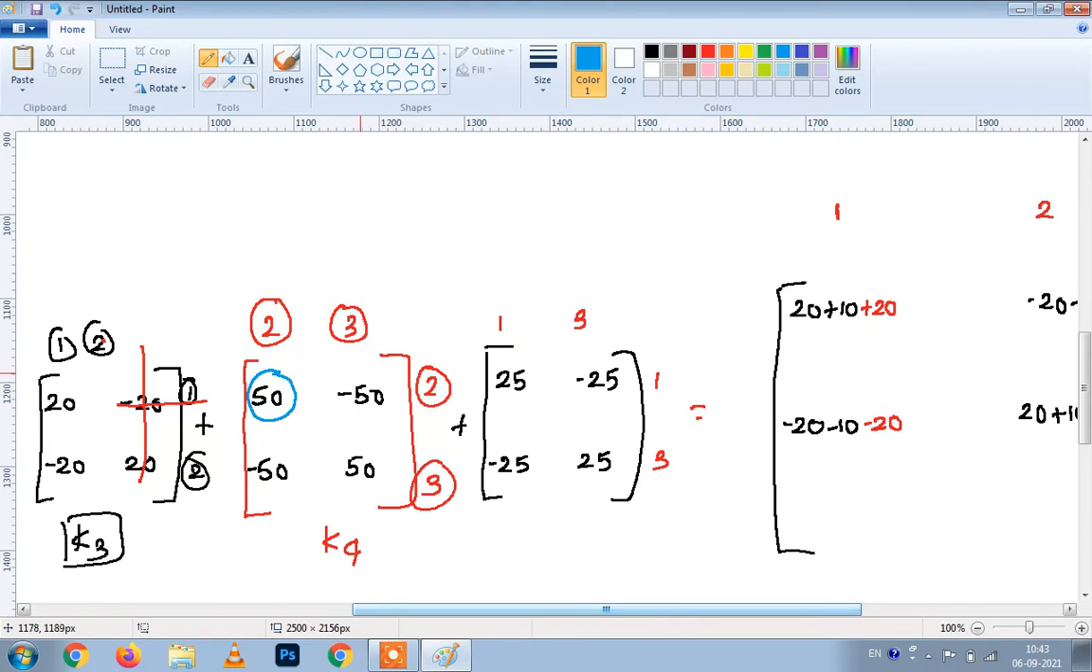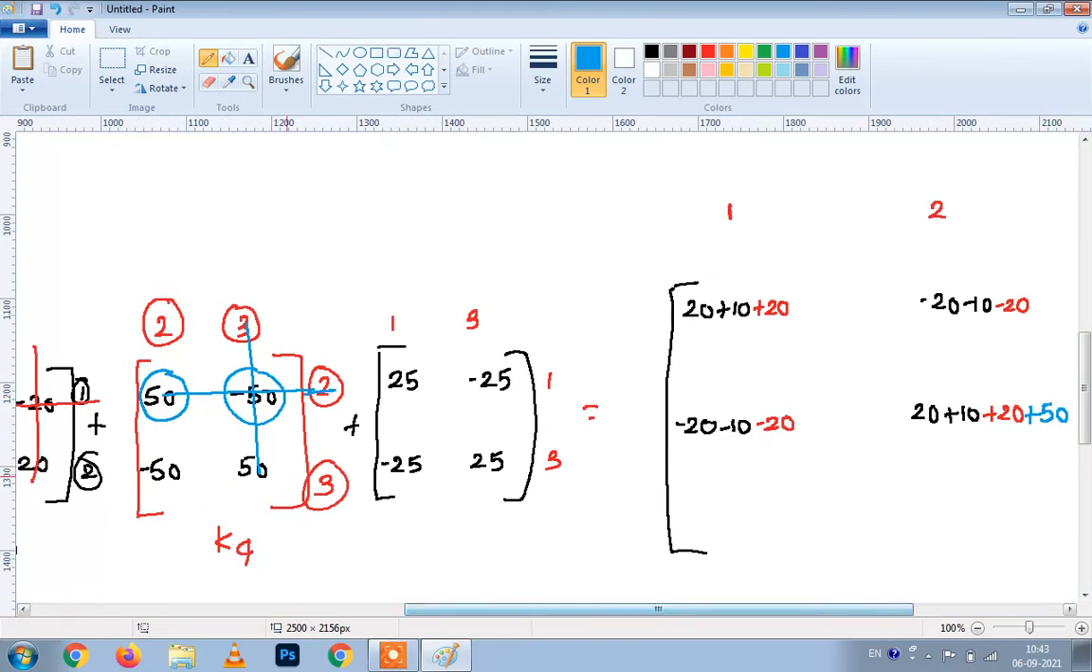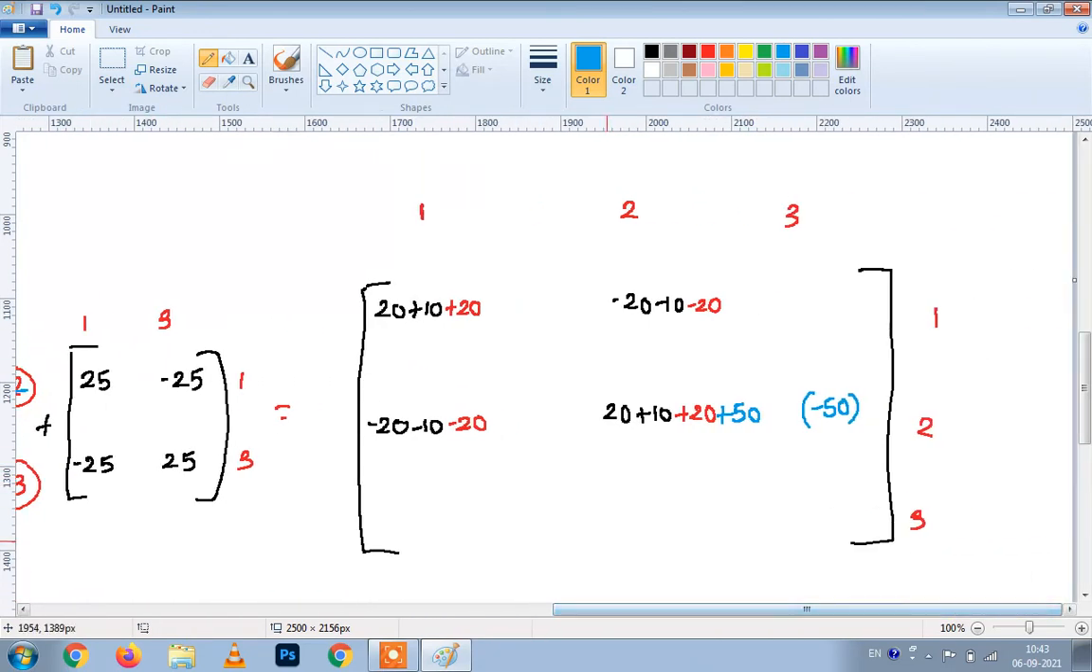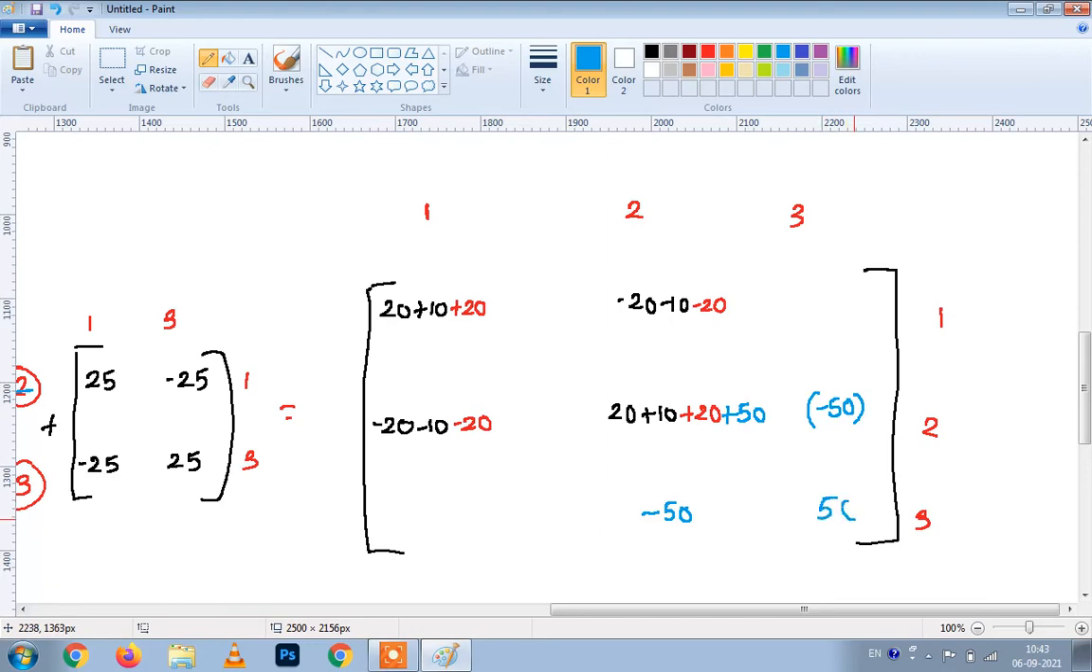After this particular element, the location of this is in second row. See here, it is in second row third column. So look at here, second row third column. So this element will be here, considering it as minus 50. Then the location for this is in third row second column. So third row second column, here it is minus 50, and the last location is third row third column. So here is 50.